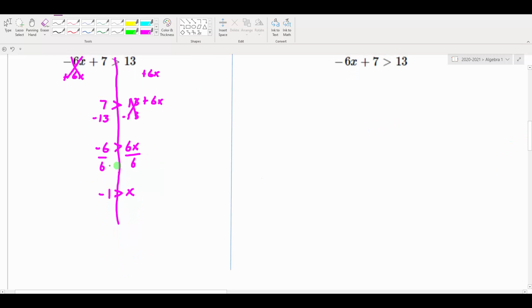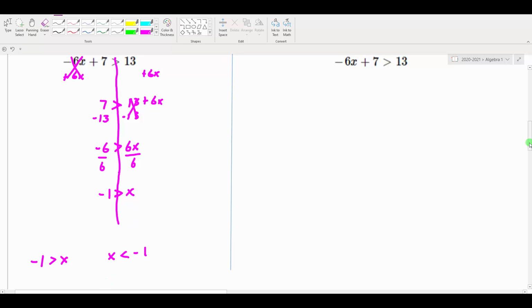X is by itself on one side of the inequality, and a number is on the other side. We can write this one of two ways. We can write this as negative 1 greater than x, or we can write this as x is less than negative 1. So we can read it left to right or right to left. Either way, this is our solution set. So x can be any number that is less than negative 1. Like negative 2, negative 3, negative 4, those would all be numbers that satisfy this inequality.